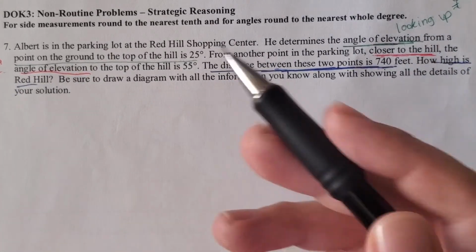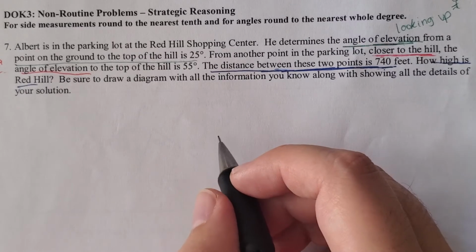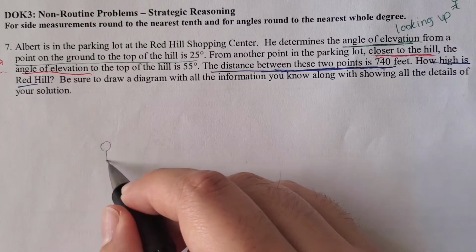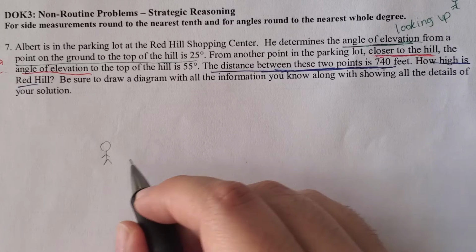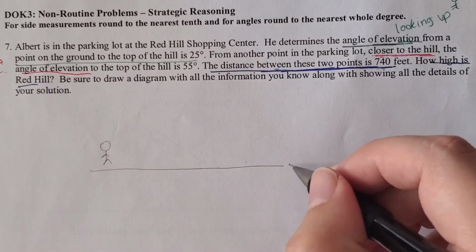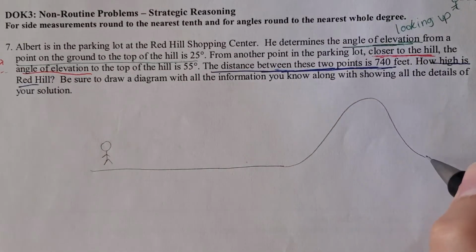So I usually like to use pencil to set up a very basic idea of what's going on. So here's, what's his name? Albert. He's in the parking lot and he sees a hill at the end of the parking lot. He's wondering how tall this thing is.